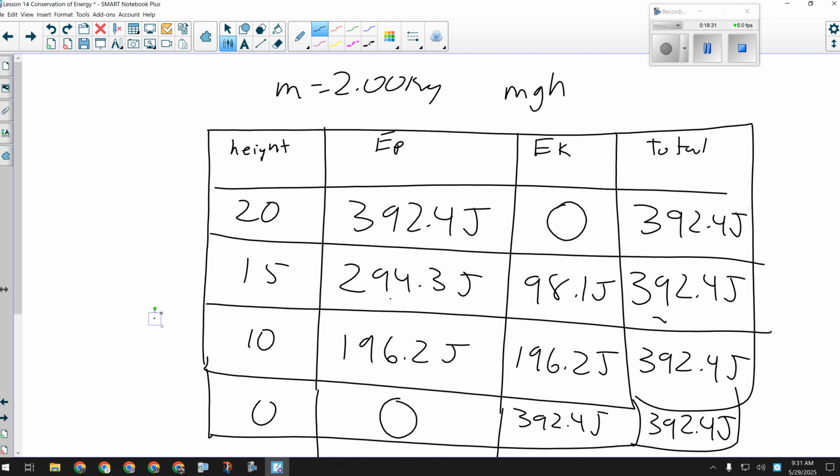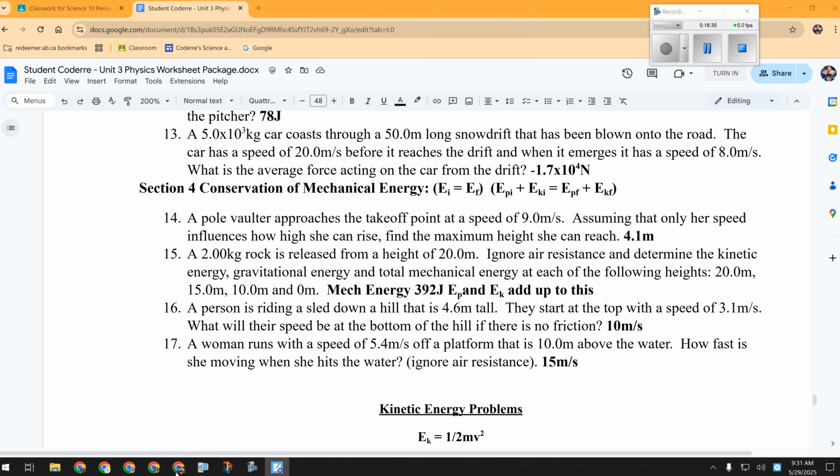All right, how many people are done the other ones on 16 and 17? Okay, let's keep going on 16 and 17.